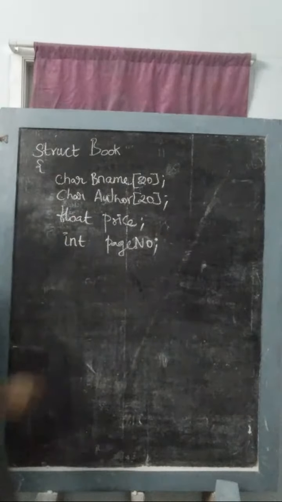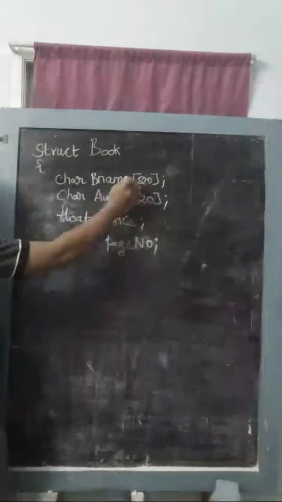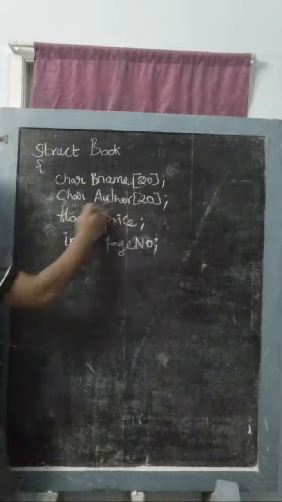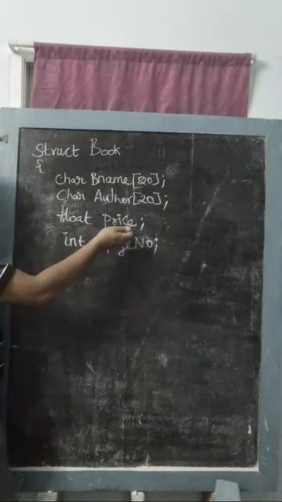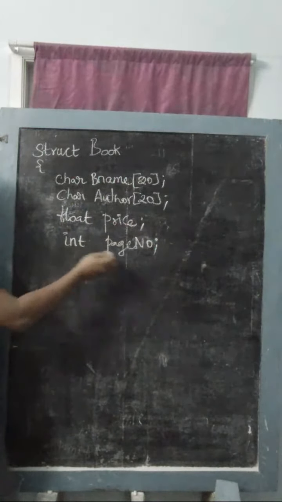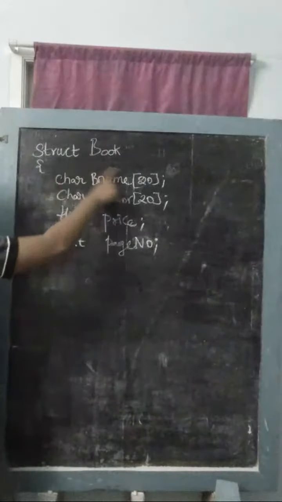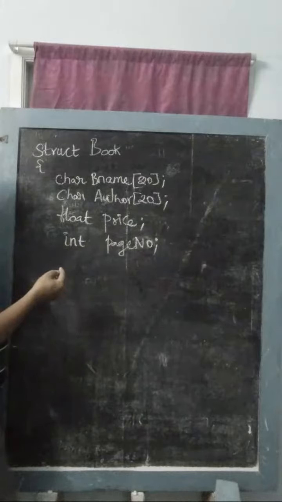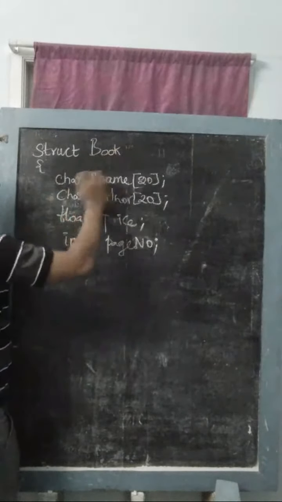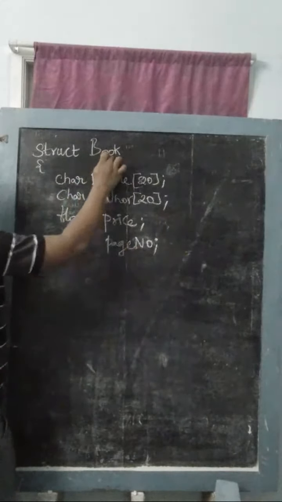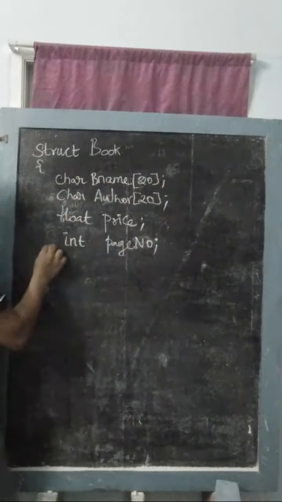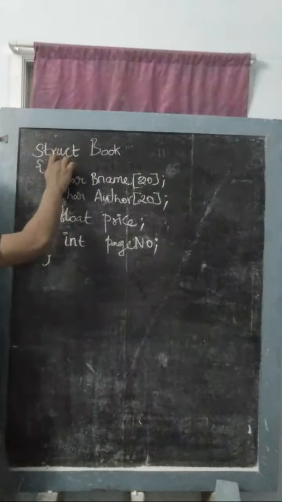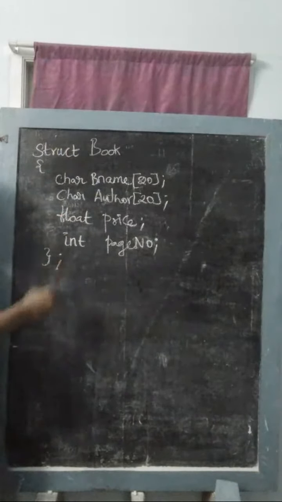You got it? So data type 1, variable 1. Data type 2, variable 2. Data type 3, variable 3. Data type 4, variable 4. So all the elements are not the same; they are different. So the structure comes under the category of book data type. Book is a user defined data type. Book is a structured data type. So it is a form of structure.